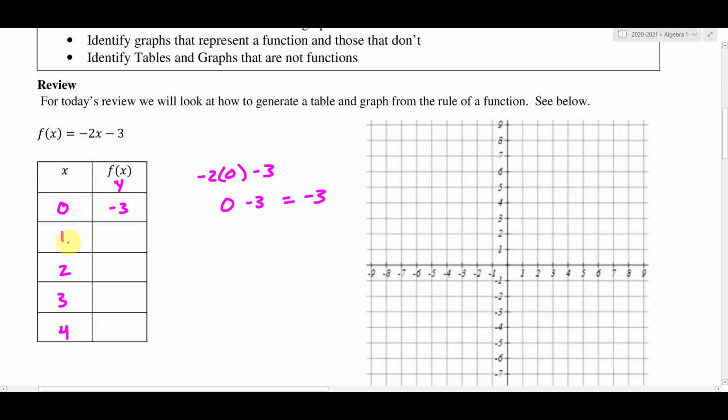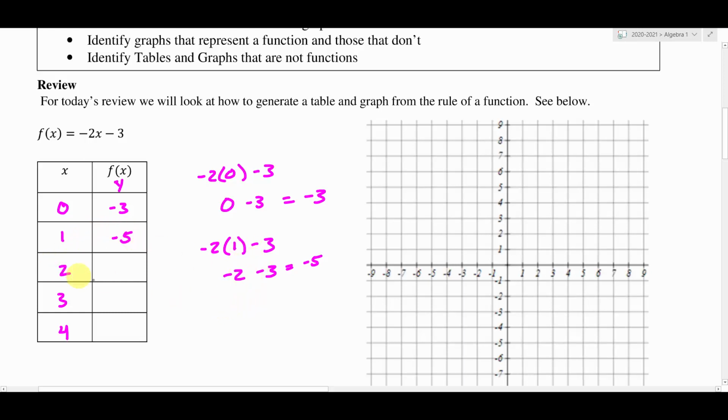And then I would repeat the process again by plugging in a 1. So I've got negative 2 times 1 this time. Remember, we did 0 last time, but now we're inputting a 1. So negative 2 times 1 is negative 2, and negative 2 minus 3 is negative 5. So when I put a 1 in, I got a negative 5 out. And we can see that happening over here.